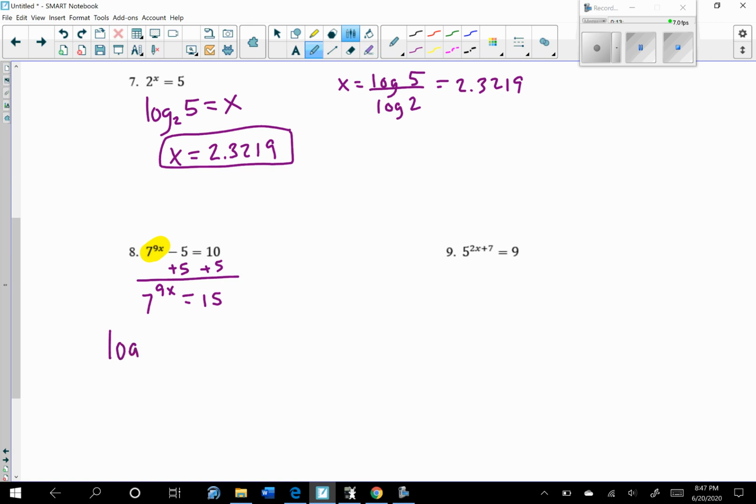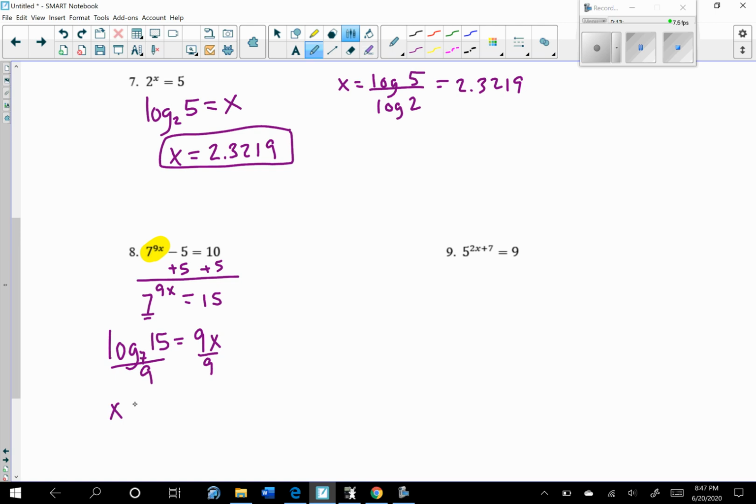So this is the log. What's the base? Remember, the base stays the base. So log base 7 of 15 equals the exponent 9x. And again, you can use the change base formula here, or you can use our log base number. And then to solve for x, we have to divide by 9.